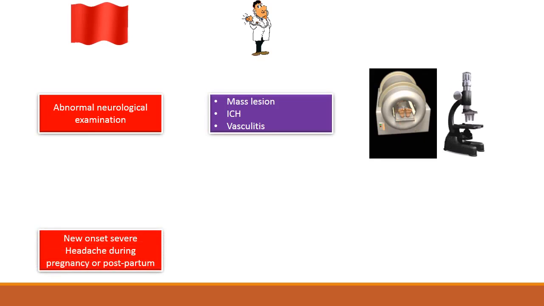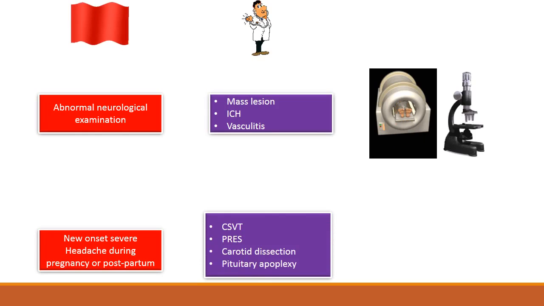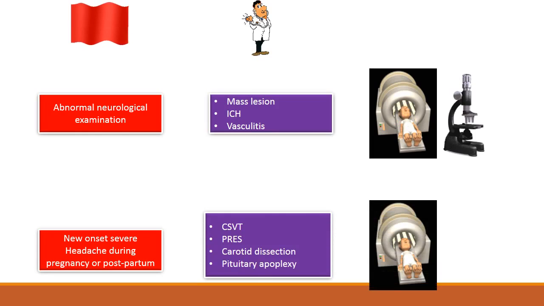If new onset severe headache occurs during pregnancy or postpartum, the differential diagnosis includes CSVT, posterior reversible encephalopathy syndrome, or carotid dissection, or pituitary apoplexy, and the workup should proceed with neuroimaging.